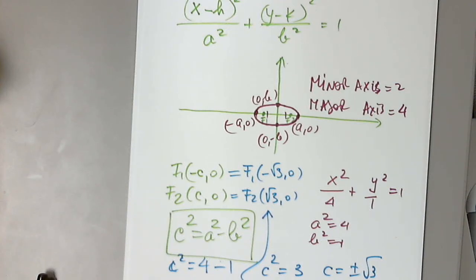So again, what are those foci? The points from which all points on the circumference of the ellipse are found at the same sum of distances. And the center, of course, is 0, 0.